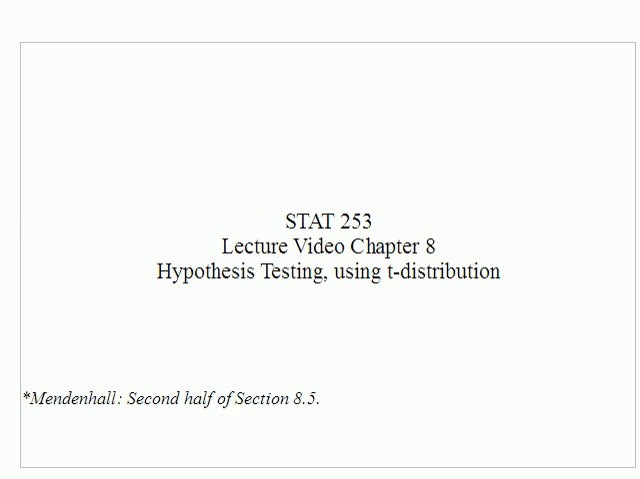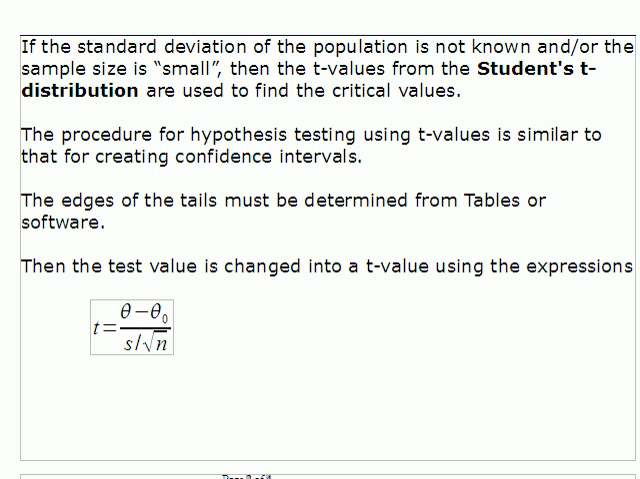This is the lecture for Chapter 8 for Stats 253 on using the t-distribution in hypothesis testing. Recall that the conditions for being able to use the normal distribution were that either you knew the standard deviation of the population, that is of the previous measurement, or the sample size was large.